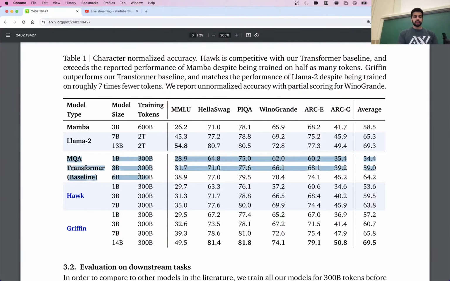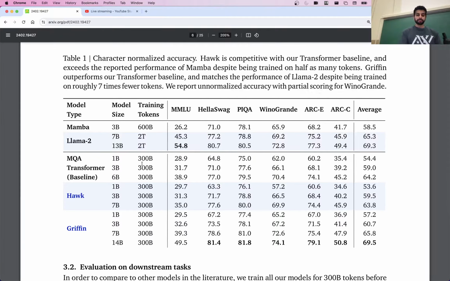These are their transformer baselines and their Hawk and Griffin models with different parameter sizes. So you see that they train all of these models for 300 billion tokens. They have a couple different data sets that they're evaluating on here. MMLU is probably the most popular one nowadays for looking at language models. It's basically just testing instruction following ability on many different types of instructions. So we see Mamba is about 26, and Llama 2 has the best results on this benchmark of all these models in the table. However, Llama 2 is also trained on way more data than any of these, so it's very hard to tell.